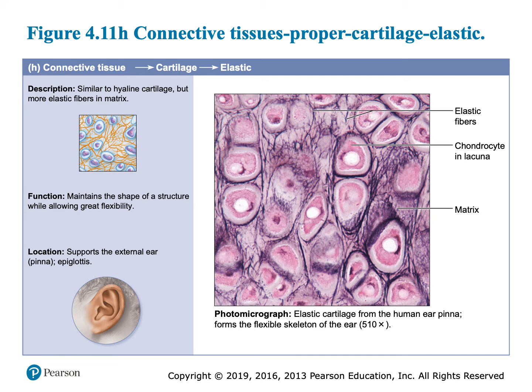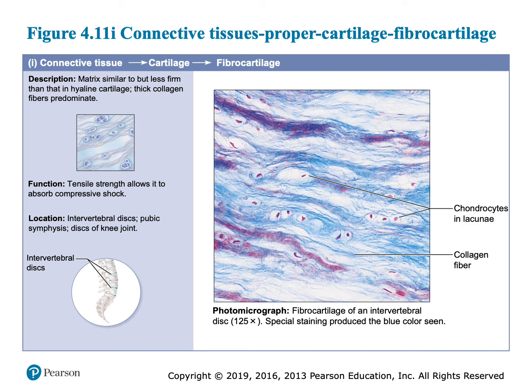We're not doing elastic cartilage in lab, but I would like you to memorize that you can find it in the ear and the epiglottis. Fibrocartilage. When we get to the skeletal system, I'm going to re-emphasize where you find these guys. The intervertebral disc, the meniscus of the knee, and the pubic symphysis. Worthy of test questions. This guy actually helps with any sort of compression to prevent shock and fractures.